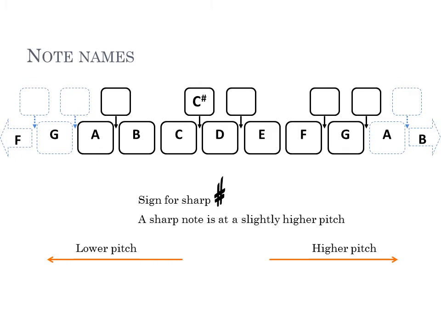So if we're looking at this map, it means that it's a higher pitch than the C, but it's lower than the D, so it ends up right in between those 2 notes.